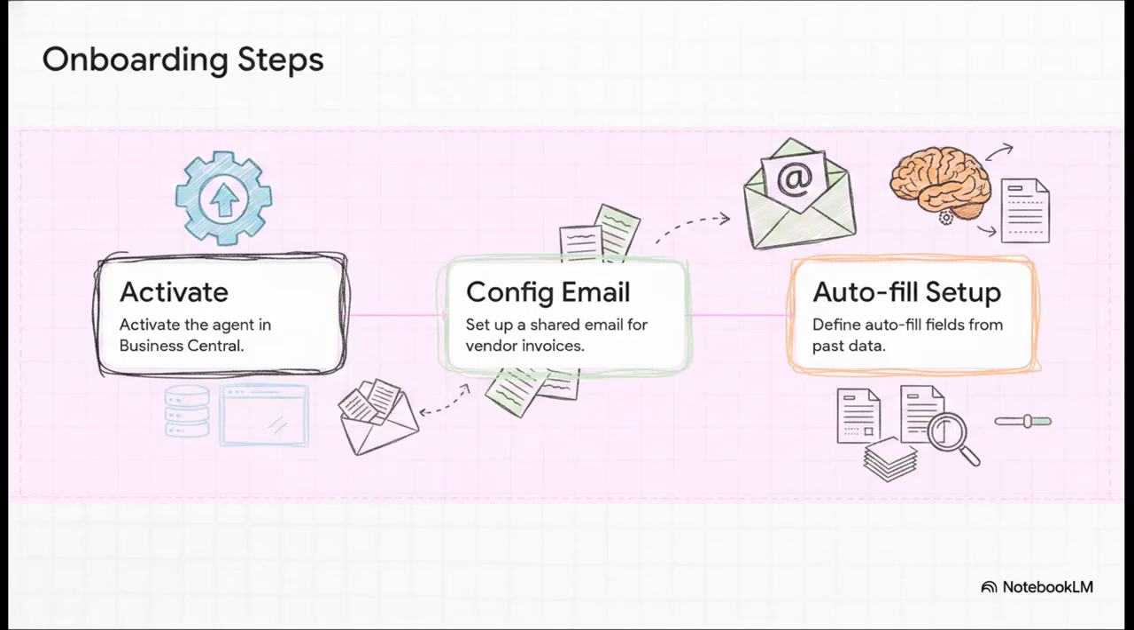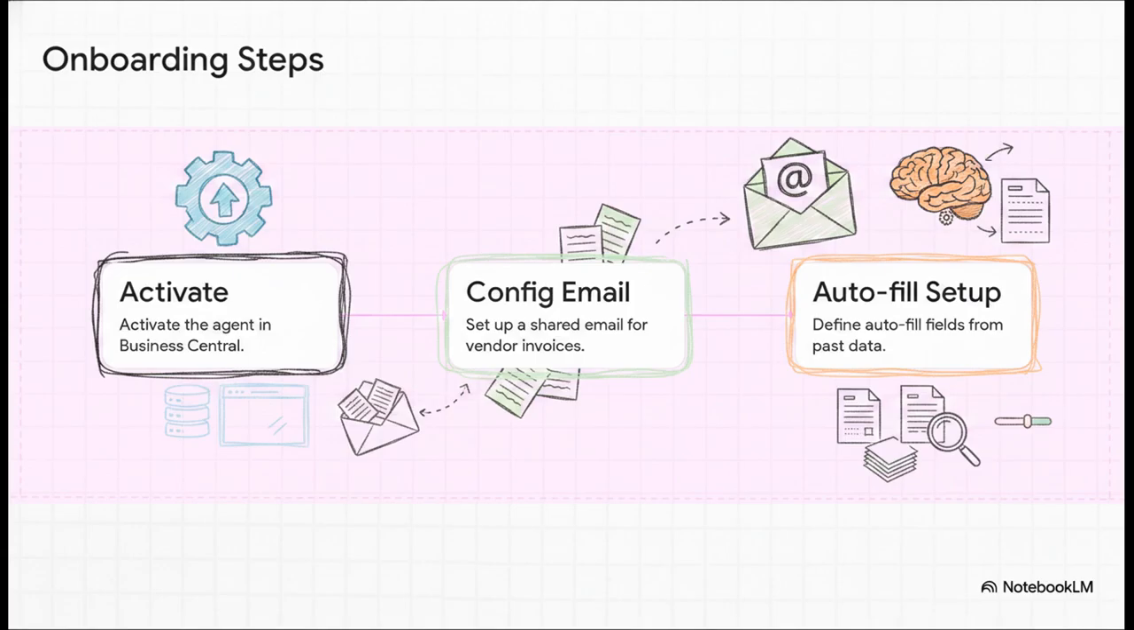The onboarding tutorial really boils down to 3 absolutely crucial steps. Step 1, you activate the agent inside your Business Central environment. Step 2, and listen, this is a mandatory requirement, you have to configure a shared email account for the agent to monitor. It needs a dedicated inbox where vendor invoices are routed so it knows exactly where to look. You definitely do not want to get confused by your personal emails. And finally, step 3, define your autofill settings.